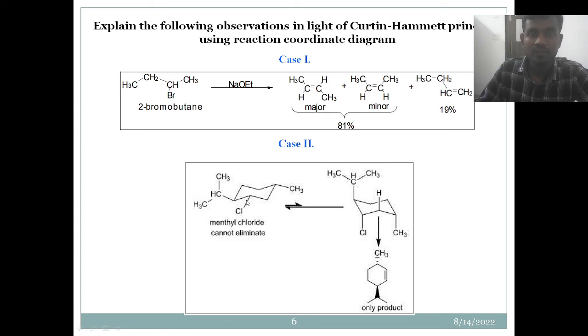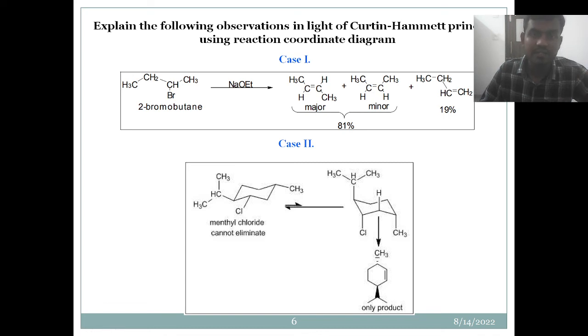So at the left side we have the more stable conformation, but since it doesn't have any hydrogen which is anti-periplanar, these adjacent hydrogens are not anti-periplanar to this chlorine atom, so it cannot eliminate. Whereas the high energy conformation, where the CH-Me2 group is in axial position, can eliminate due to the presence of a hydrogen which is anti-periplanar to this chlorine, and this can give only this product. So here the situation is a little bit different.